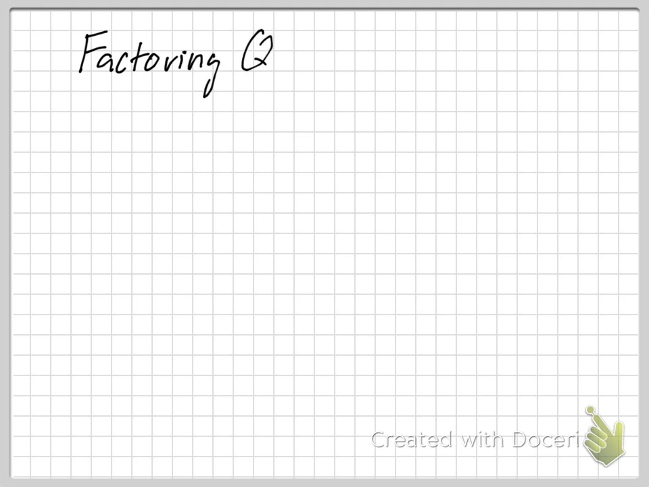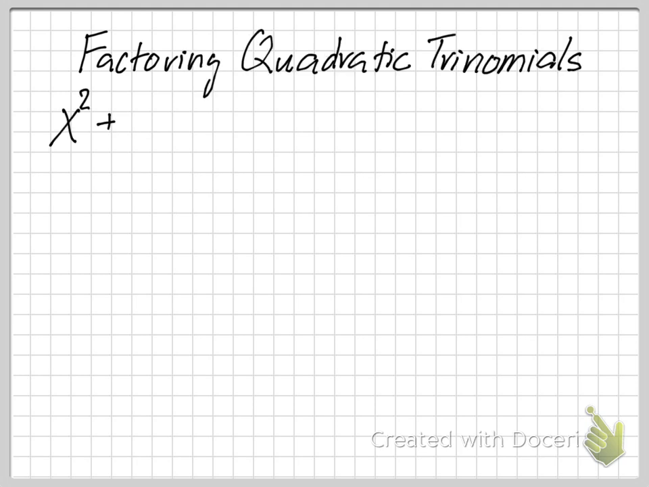Let's talk about factoring quadratic trinomials. First, what are quadratic trinomials? These are expressions of three terms: a constant, x, and x squared. They also include the coefficients, using a as the coefficient of x squared, b as the coefficient of x, and c as the constant, which is the third term.